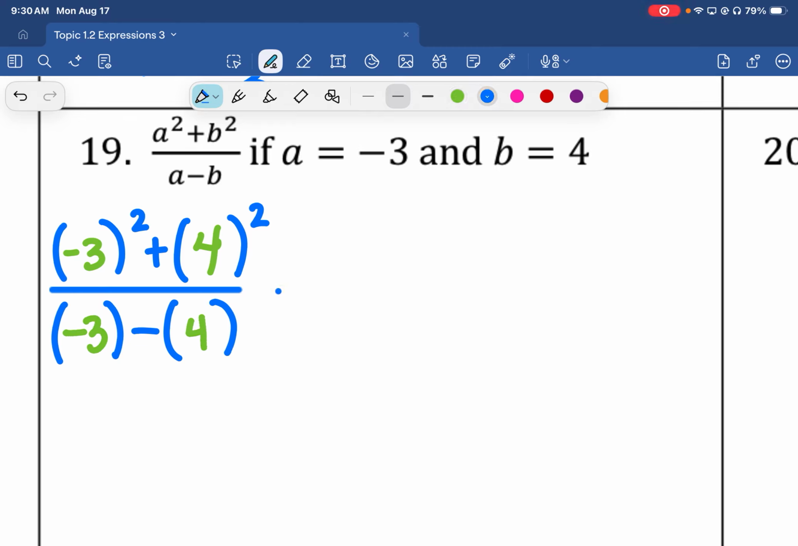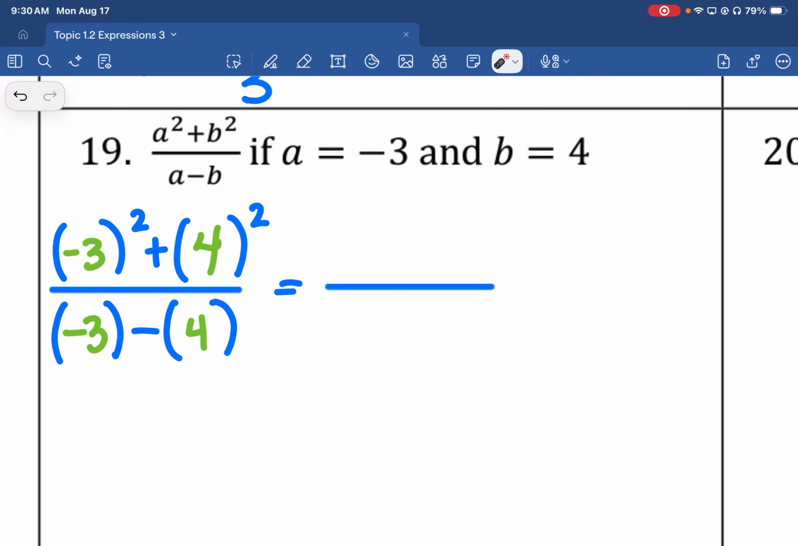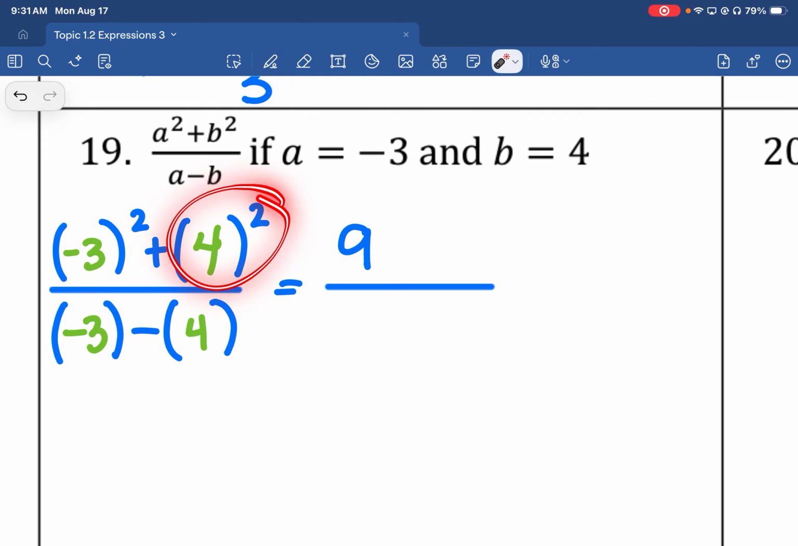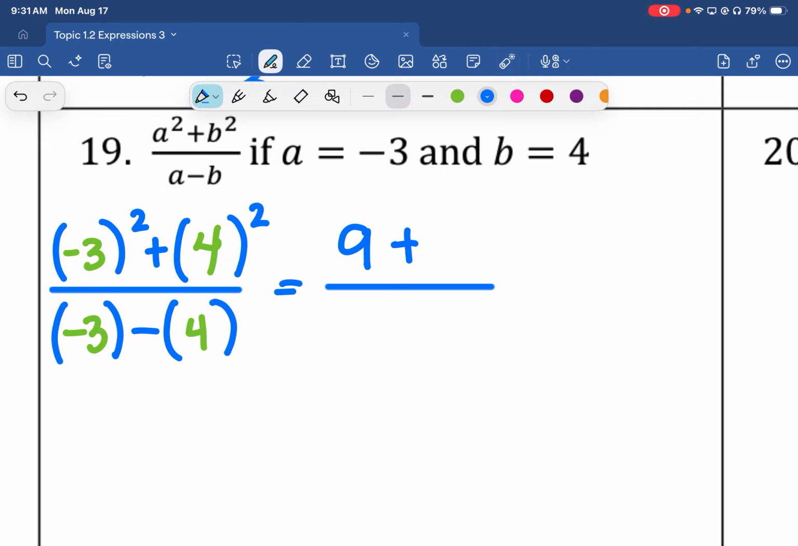Now, when we deal with fractions like this, and we use the order of operations, we deal with the numerator and the denominator separately at first, and then we put them all together. So we're going to start just by looking at our numerator. What do I need to do first in the numerator? Exponents. What is negative 3 squared? 9. Okay. What is 4 squared? 16. So we have 9 plus 16 in our numerator.